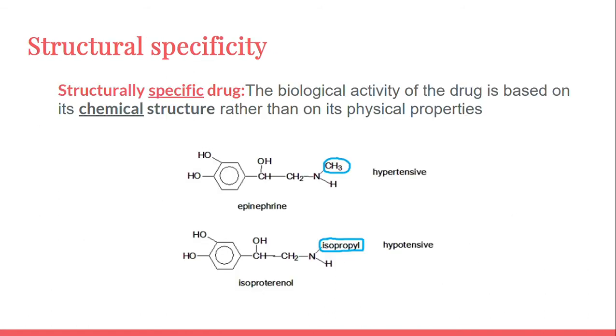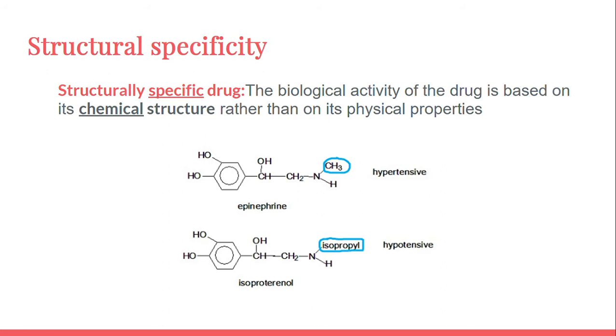When we bring up structural specificity into play, it refers to whether the drug's activity is predominantly owing to its physical or its chemical properties. A structurally specific drug means that the action results from its chemical structure's specificity. Let's look at this example.